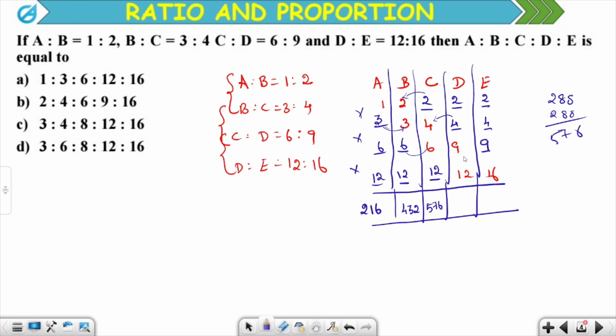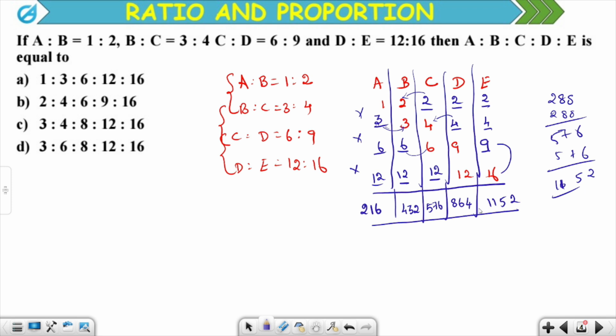Okay. So next, 12 nines are 108. 108 into 4, 432. 432 into 2, 864. Similarly, 16 into 9, 144. 144 into 4, 288. 288 into 2 is 576. 576 into 2, 1152. Okay, 1152.